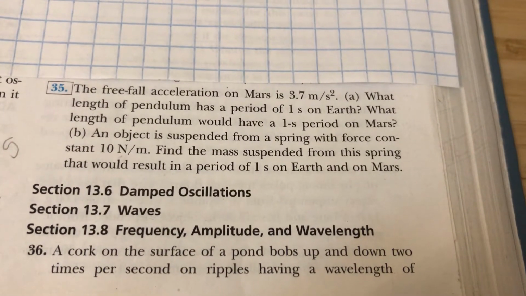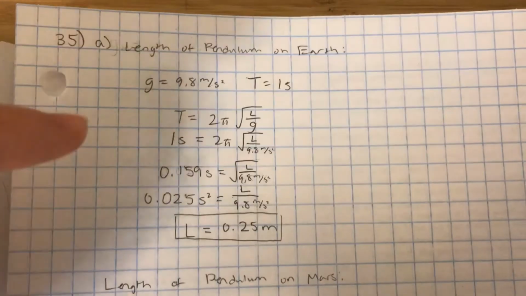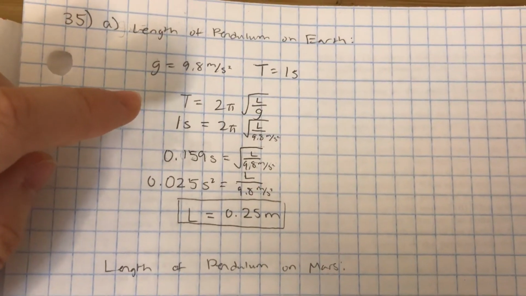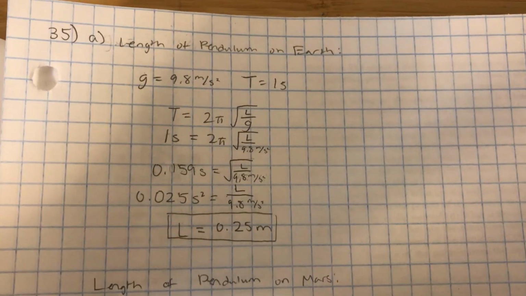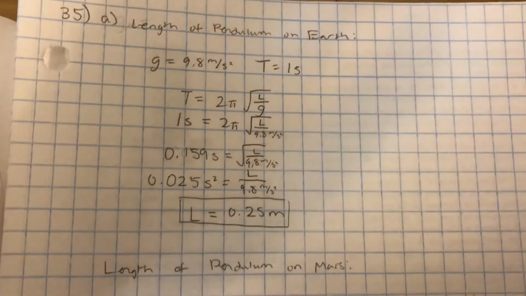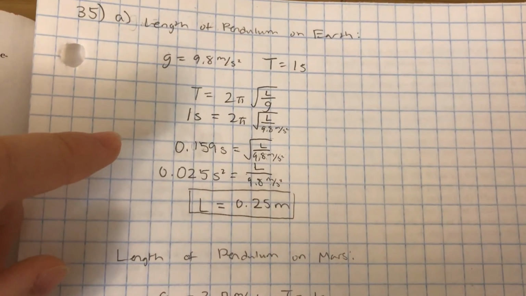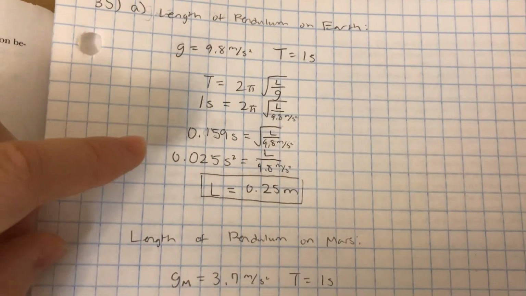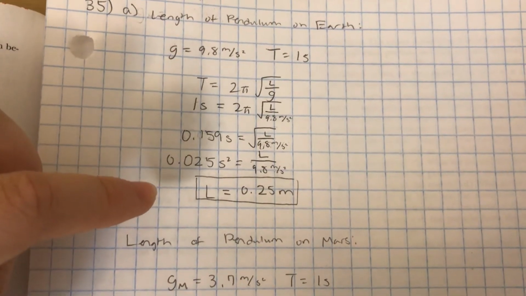a spring. To find the length of pendulum, we're going to be using this formula, the period of a pendulum. T equals 2 pi times square root of length divided by acceleration. We know that the acceleration on Earth is 9.8 meters per second squared, and the period is 1 second. So plug everything in, and then you should get 1 second equals 2 pi times square root of length divided by 9.8 meters per second squared. If you simplify it all, then you should get that the length of the pendulum on Earth is 0.25 meters.